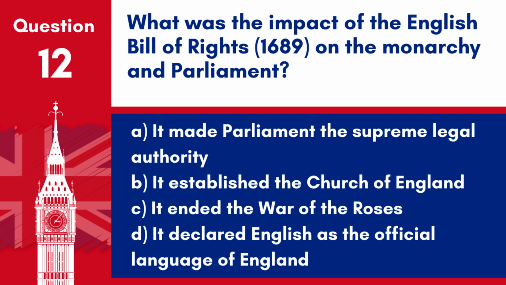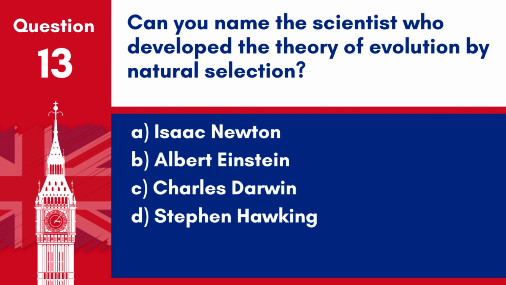Answer. A. It made Parliament the supreme legal authority. The English Bill of Rights, 1689, is important for making Parliament the supreme authority and limiting the powers of the monarchy. Question 13. Can you name the scientist who developed the theory of evolution by natural selection? A. Isaac Newton. B. Albert Einstein. C. Charles Darwin. D. Stephen Hawking.